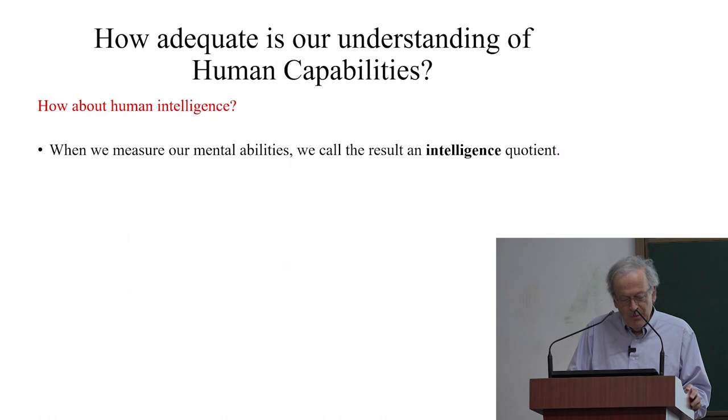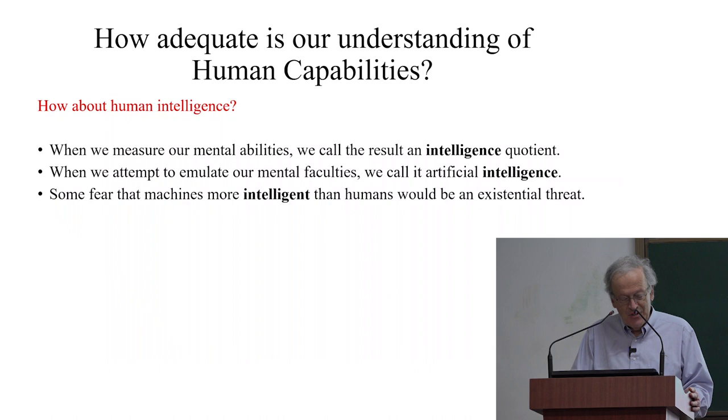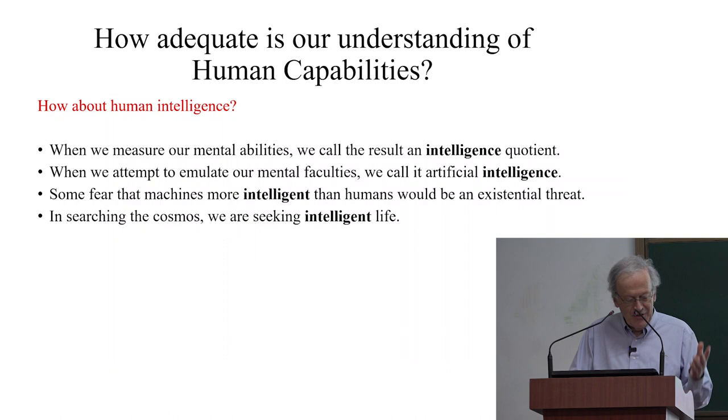So we are really obsessed with this notion of intelligence. When we measure mental abilities, we call the result an intelligence quotient. When we attempt to emulate our faculties, we call it artificial intelligence. Some fear that machines more intelligent than humans would be an existential threat. And in searching the cosmos, we're seeking intelligent life. So you think we know what intelligence is.